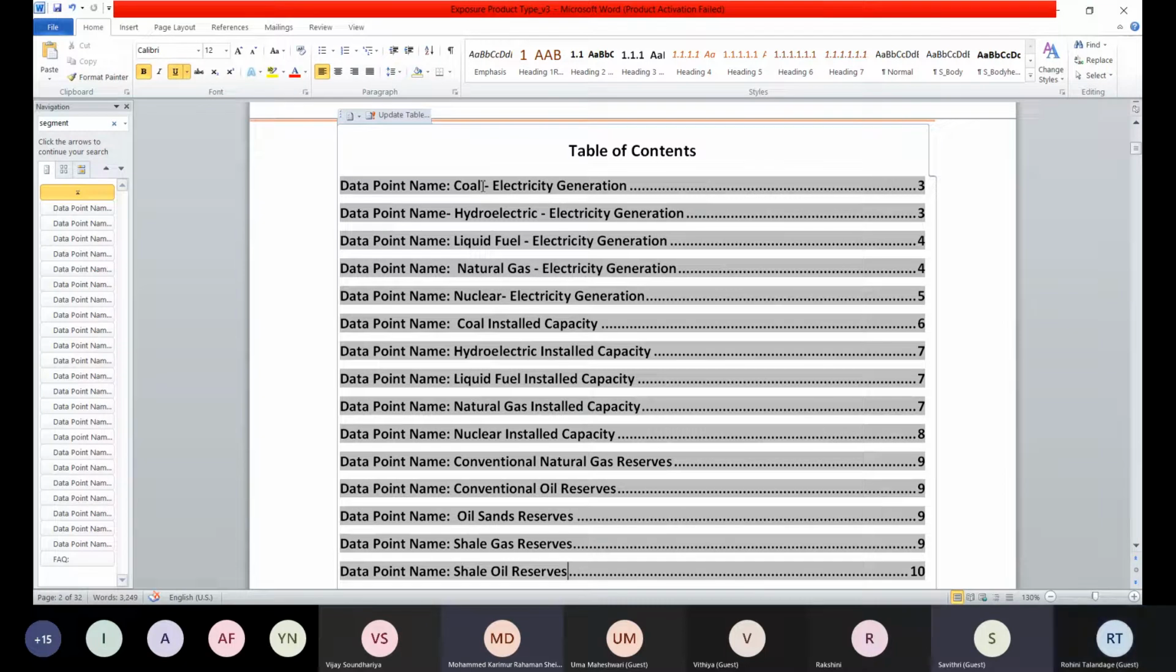Under this set of data points we have different sources like coal electricity generation, hydroelectric, liquid fuel, natural gas and nuclear. These are the different types of sources the company is using to generate electricity. For example, many Indian companies like ONGC are into electricity generation. For example, Neyveli Lignite Corporation is also into coal electricity generation.